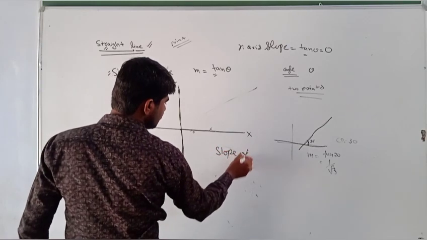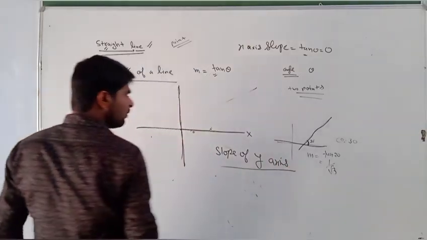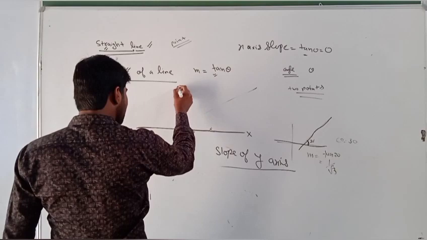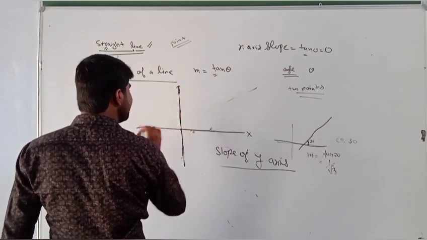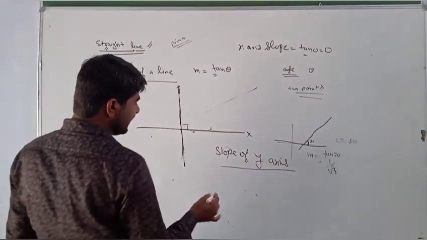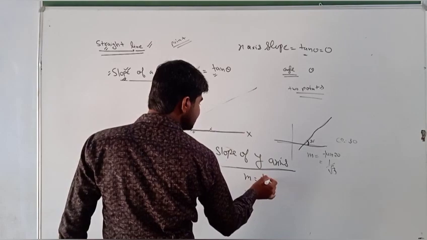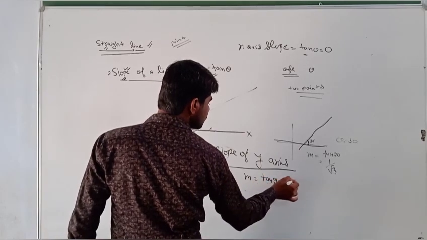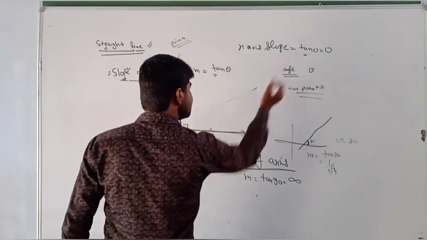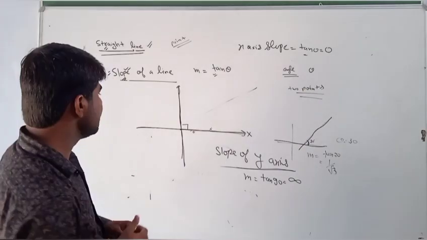Slope of y-axis. What will be the slope? As we know that the y-axis is perpendicular to the x-axis, it makes a 90 degree angle with the x-axis. So m will be tan 90, which equals infinity. And the slope for the x-axis will be 0.